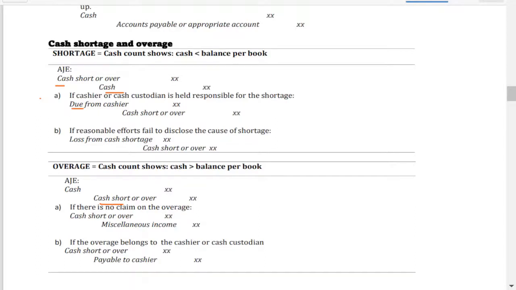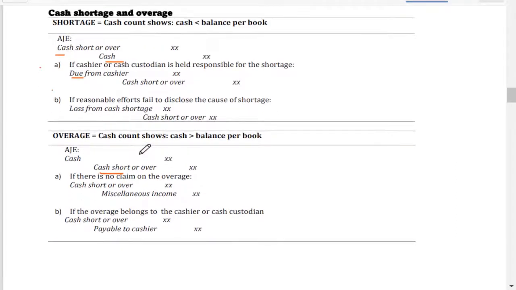Then, if reasonable efforts fail to disclose the cause, so hindi malaman ang dahilan kung bakit hindi nagtali yung records at yung count, so hindi kasalanan ni cashier, so i-debit natin loss from cash shortage. Hindi na natin ma-recover yung money. Okay? Of course, kung nasingil natin sa cashier, so i-debit natin cash kung natanggap na natin yung bayad, and then credit due from cashier. On the other hand, the overage is opposite of the shortage.